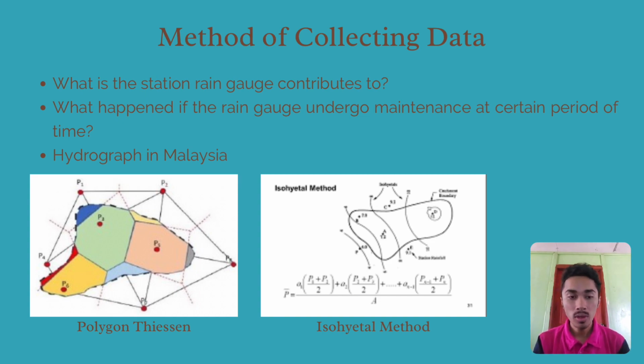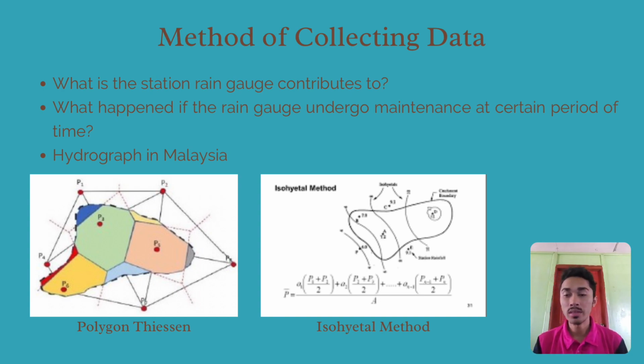So what happens if the rain gauge or the station undergoes maintenance or has troubles in a certain period of time? We can approach this problem by using the double mass curve method to obtain the missing data, to be able to use it for other calculation methods to find the average rainfall.